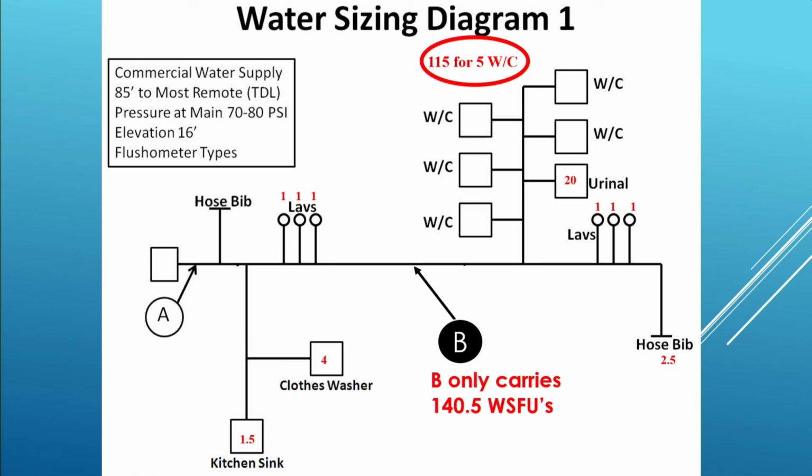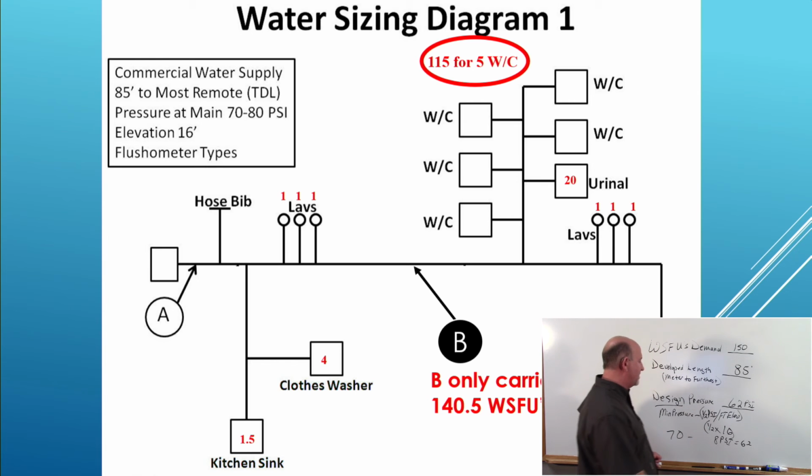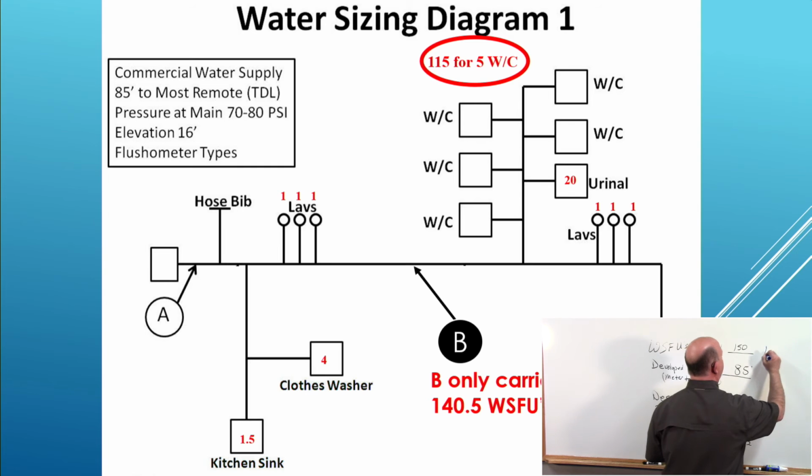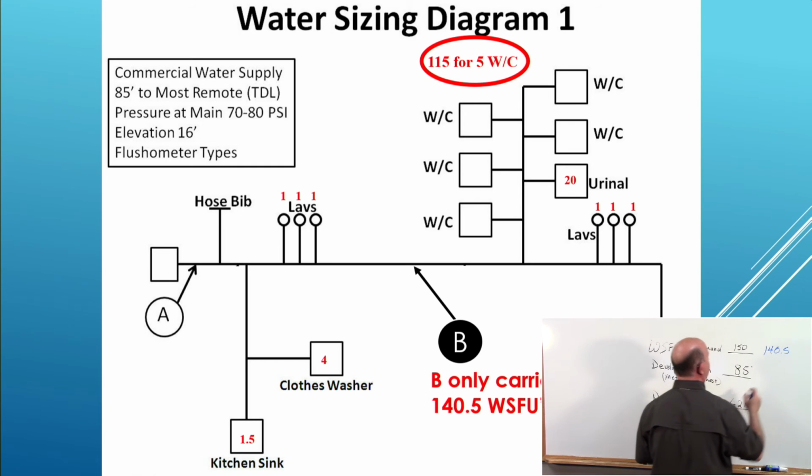Now we're going to follow the process again, even though we know we're 85 feet and we know we've got a 62 design pressure. We're going to work through those steps again because repetition is your best teacher. So again, now my demand up here is the only thing really that's going to change, to 140.5 WSFU. So this was pipe A, this is pipe B.